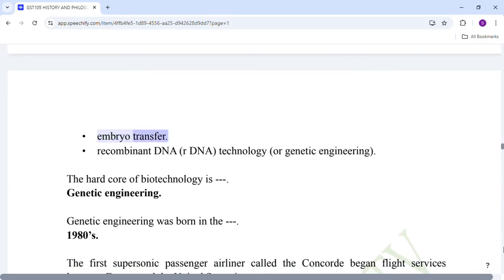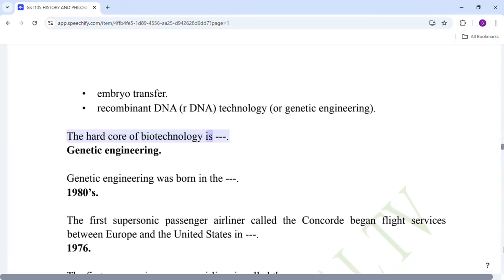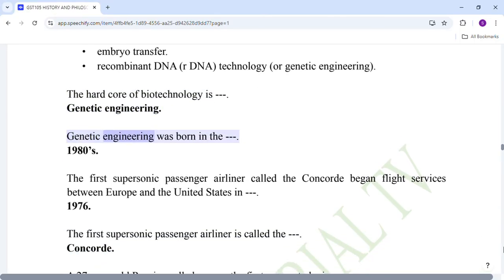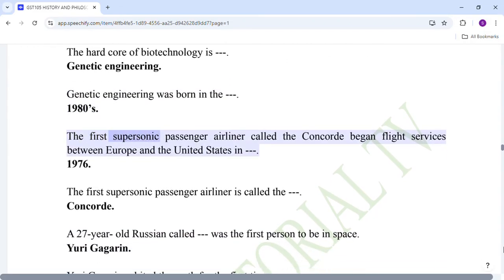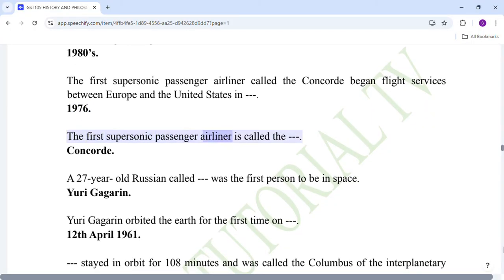Embryo transfer, recombinant DNA, rDNA, technology, or genetic engineering. The hardcore of biotechnology is genetic engineering. Genetic engineering was born in the 1980s. The first supersonic passenger airliner, the Concorde, began flight services between Europe and the United States in 1976.